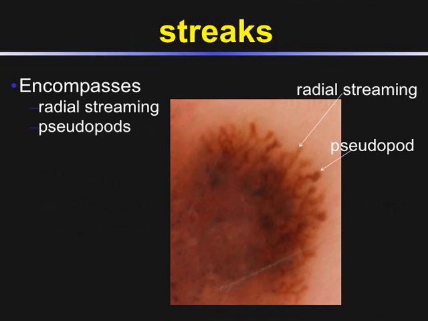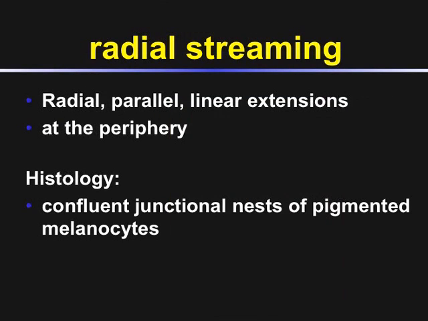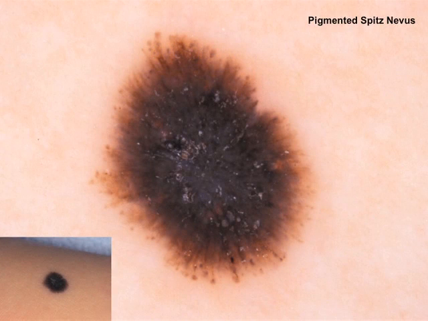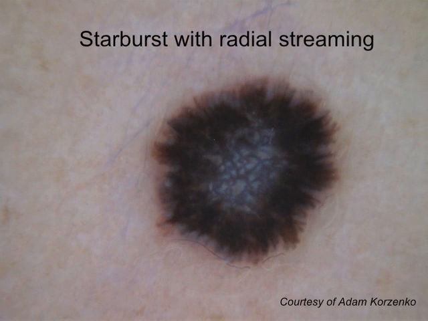So, with that said, what was radial streaming defined as? Again, linear extensions without that bulbous ending. It represented histologically as confluent junctional nests of melanocytes. And so here you have these little linear extensions here, here, here, up here, without a bulbous ending, and that was your radial stream. And here's a starburst pattern of a Spitz nevus with radial streaming. Notice there's no bulbous ending.